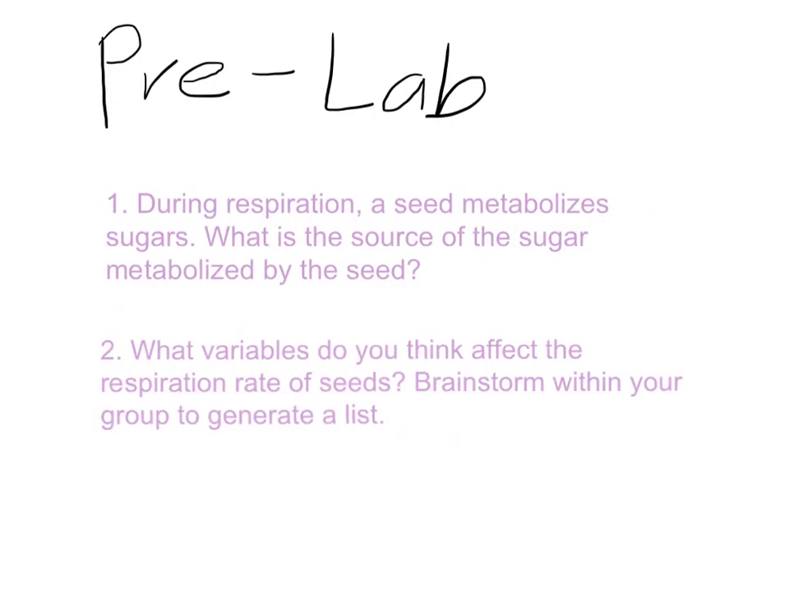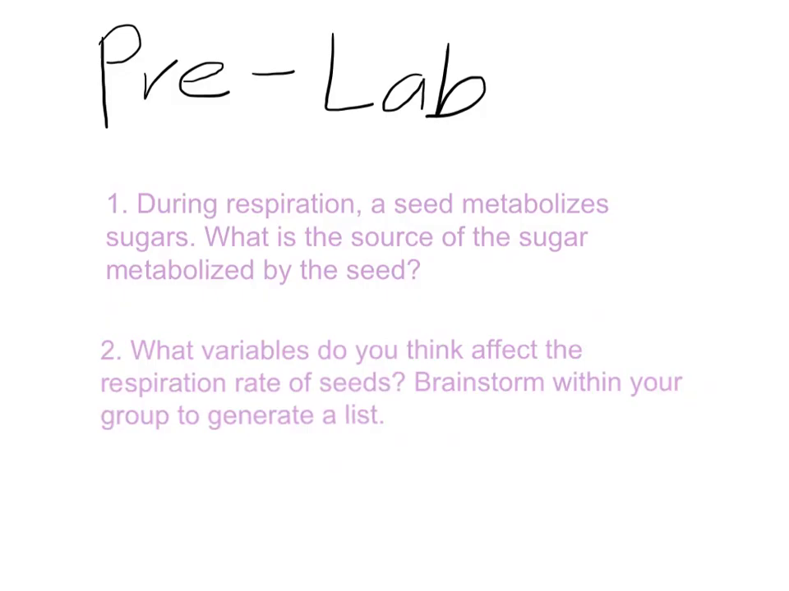The first question for the pre-lab is, during respiration, a seed metabolizes sugars. What is the source of the sugar metabolized by the seed? When the seed is growing, it is not in contact with sunlight, so it cannot use photosynthesis to create sugars. Therefore, the seeds have to depend on organic compounds such as carbohydrates, proteins, and fats. And from those compounds, they obtain the sugar.